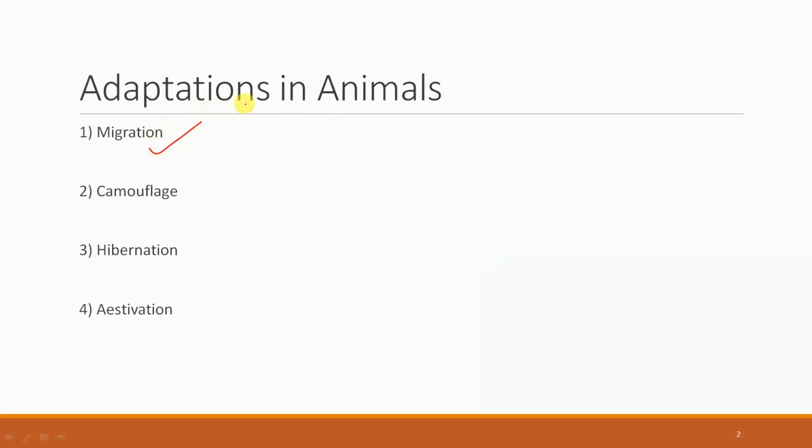Now, this involves a long distance or a short distance movement of an animal from one region to another just to adapt to some situation or some conditions. For instance, some examples that have been given are Arctic terns. These are seabirds that make a round trip of thousands of miles.